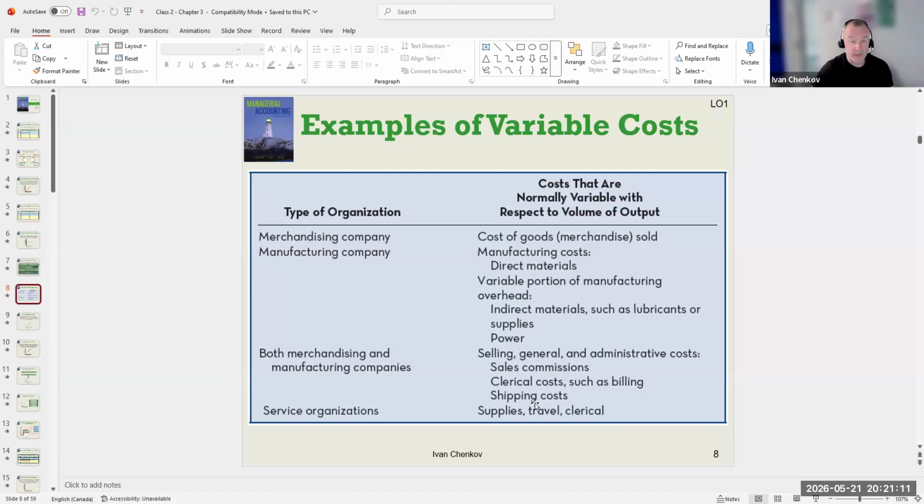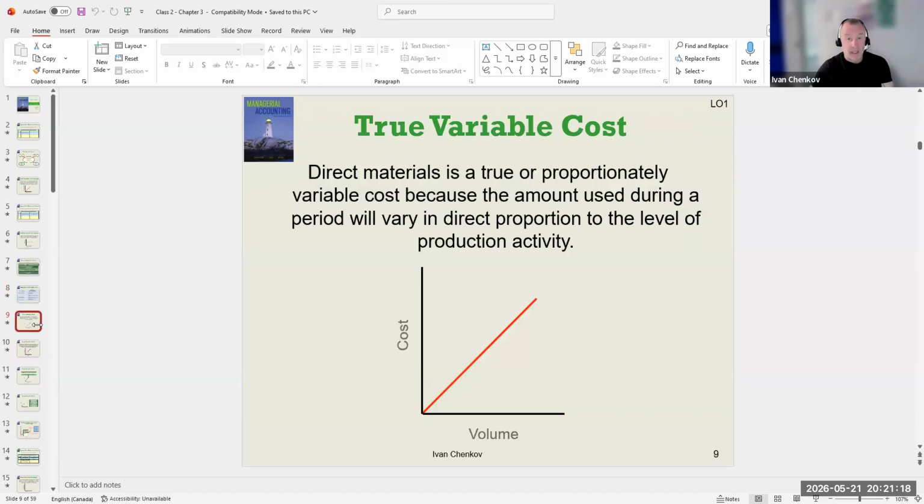Shipping cost. For a service organization, it will be supplies, travel, clerical cost, anything like that. For a true variable cost, obviously direct material is the true or proportionately variable cost because the amount used during the period will vary in direct proportion to the level of production activity.